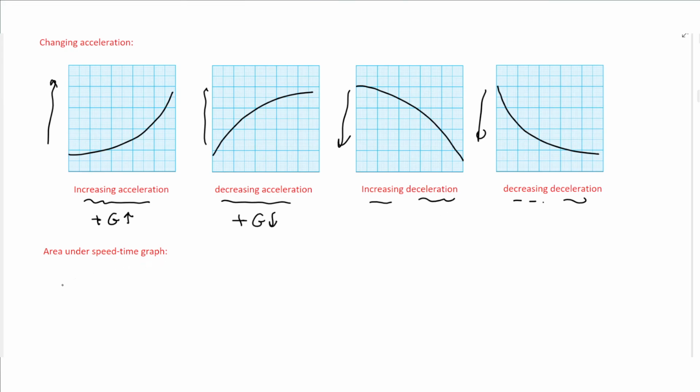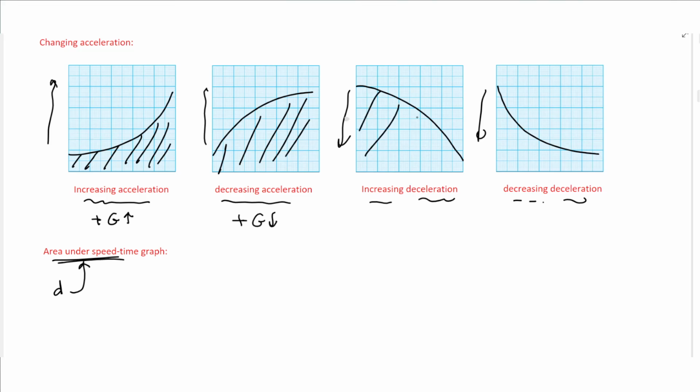As for the distance, you can calculate the distance using the area under the graph, which is the area between the line and the x-axis. This is the area under the graph in a speed time graph. There is no area under the graph in a distance time graph. You can only calculate distance from a speed time graph using the area under the graph.